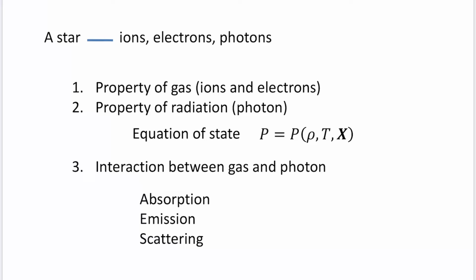We have three types of interactions between the gas and the photons. First, the gas absorbs photons, changing from a lower energy state to a higher energy state. Second, the gas emits photons, transitioning from a higher energy state to a lower energy state. And third, scattering: photons approach the gas and are scattered. So we have to introduce these three processes of interaction between the gas and the photons.